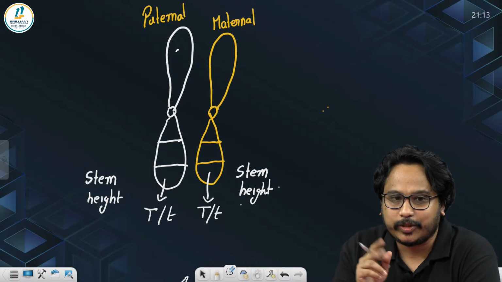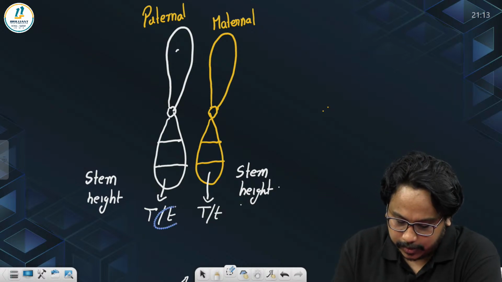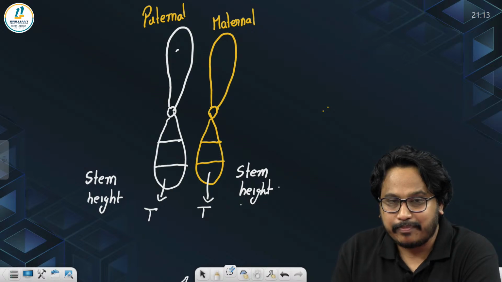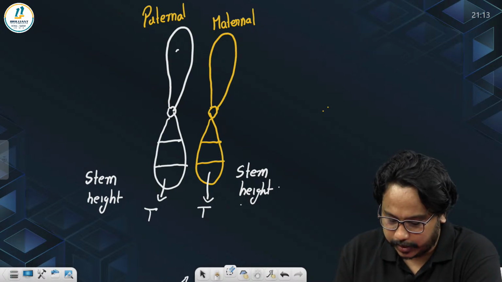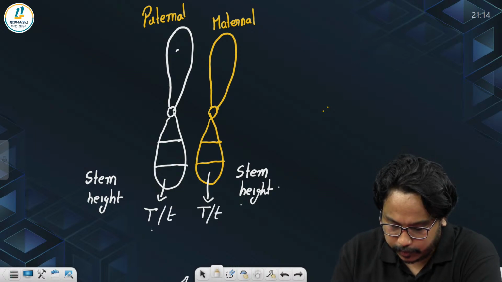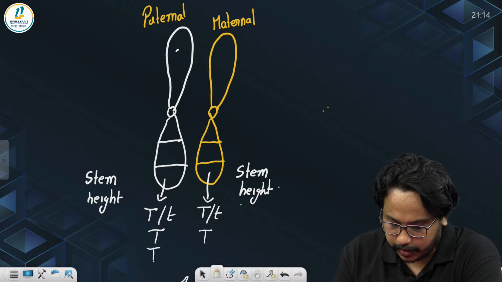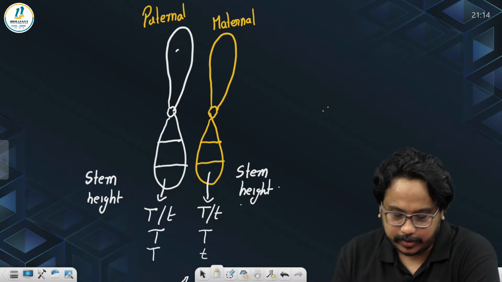So normally only two alleles will be coming. If both look the same, like this, in both locations similar alleles are coming, we call it homozygous. In paternal and maternal, if dissimilar alleles are coming, we call it heterozygous. Hope you understood homozygous and heterozygous. Suppose father tall allele, mother tall allele, it is homozygous. Father tall allele, mother dwarf allele, then it is heterozygous. This is how we call it.